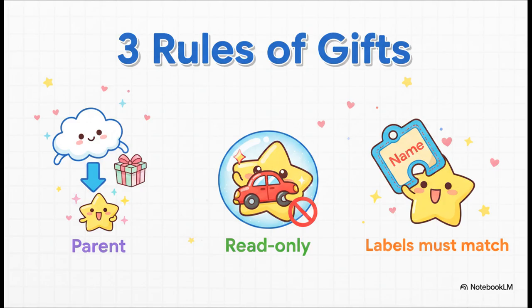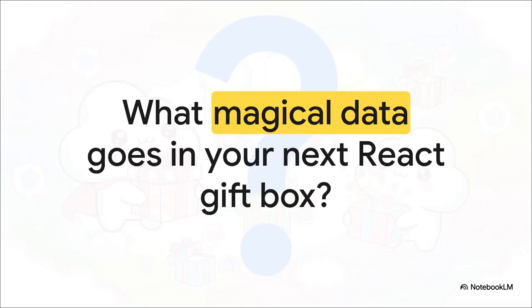So, let's quickly recap the 3 magical rules of React gift boxes that we've learned today. You guys have been such smart little learners. Rule number 1, gifts only flow one way, from parent down to child. Rule number 2, you cannot change the gift because it is strictly read-only. And rule number 3, those gift labels, your prop names, they must match exactly. And honestly, that's the whole shebang. That is how React props work in a nutshell.